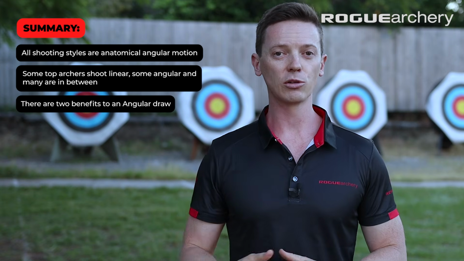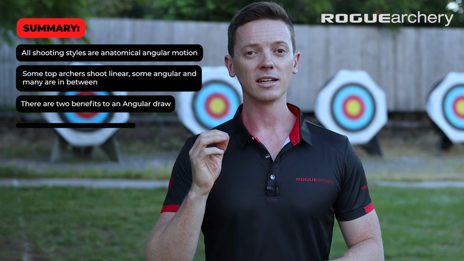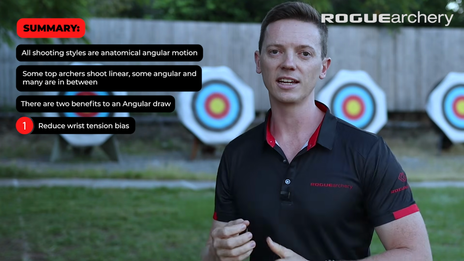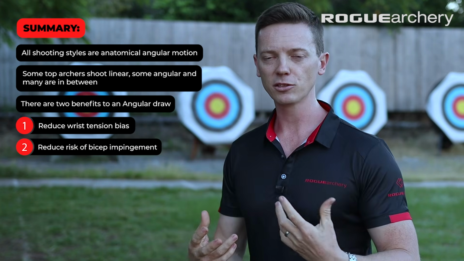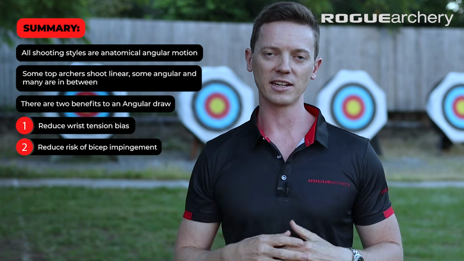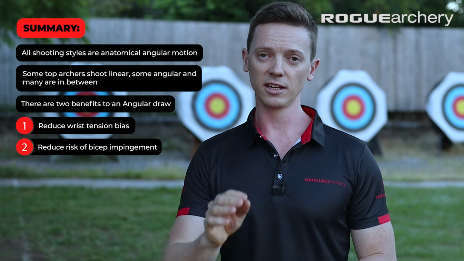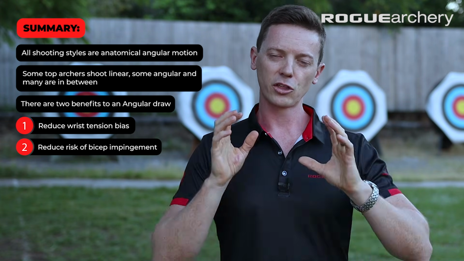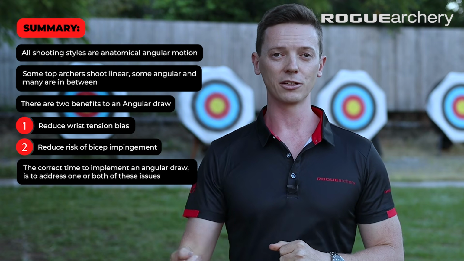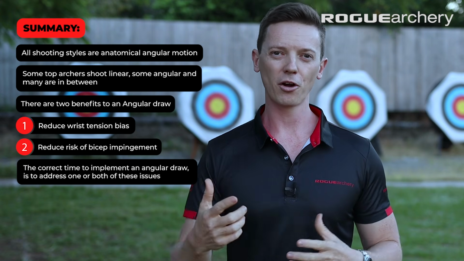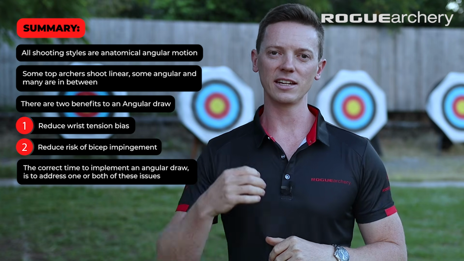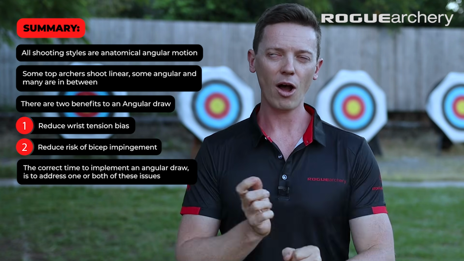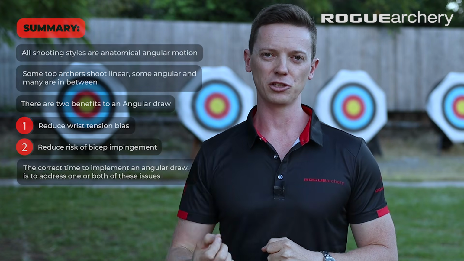There are two key benefits to adopting an angular draw. One, reducing tension bias in the drawing side wrist. This is going to help improve consistency in the release. The second benefit is minimizing the risk of impingement on the drawing side bicep tendon, the long head of biceps, and I've done a whole video on this that you should check out if you're presenting with early onset overuse injury of the long head of biceps. The correct time to implement an angular draw is to address one or both of these issues. This means that there is some judgment required and some coaching discretion as to when and how angular the draw needs to be for the individual archer.